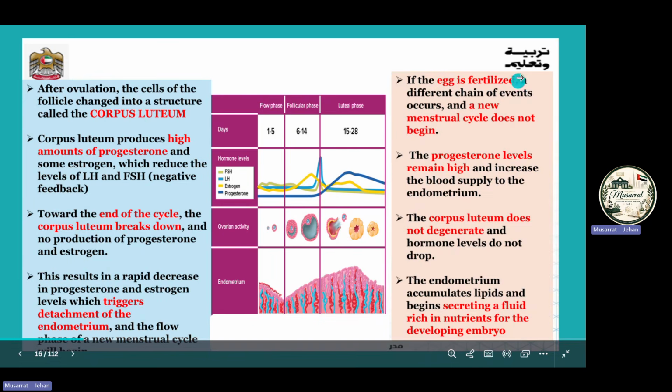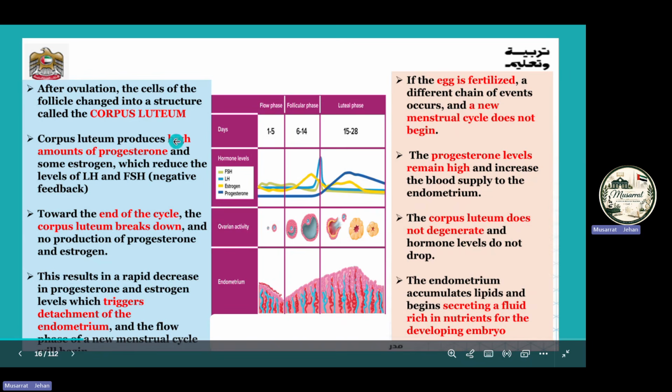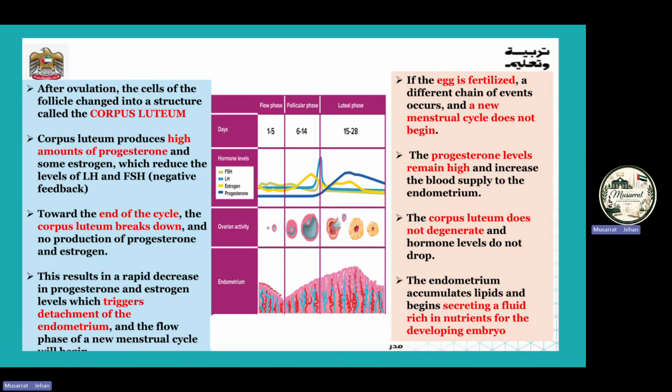Now what happens if the egg is fertilized? Then the menstrual cycle will not begin. The progesterone levels remain high and increase the blood supply to the endometrium. The corpus luteum does not degenerate, and hormone levels do not drop. The endometrium accumulates lipids and begins secreting a fluid so that the embryo can develop.